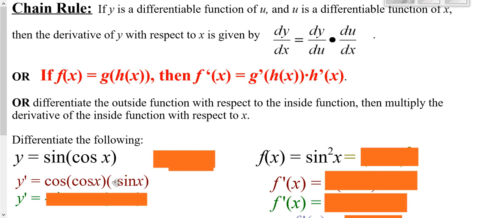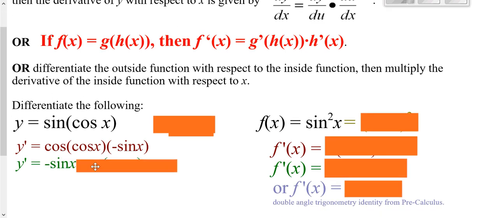Well, we have this parenthesis times this cosine. So all I'm going to do is just rewrite it, put my negative sign in front, still with my cosine of cosine of x. Notice this is not cosine times cosine. It's cosine of the cosine of x. So it's a cosine in a cosine.